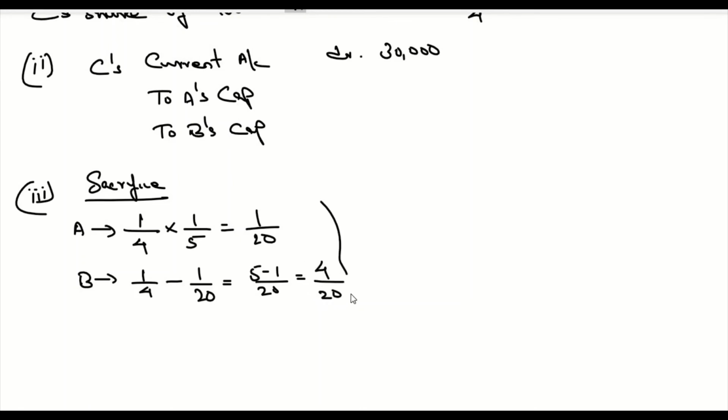So the sacrificing ratio is 1:4. Now that we have the sacrificing ratio, we can fill in the remaining part of the journal entry. So 30,000, if it is divided in 1:4 ratio, for A's capital it is 6,000, for B's capital it is 24,000.